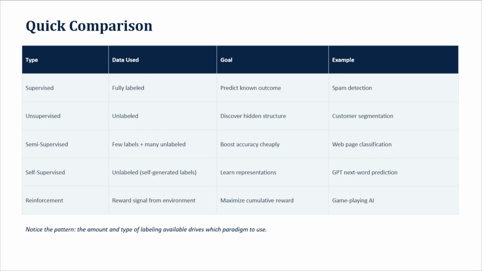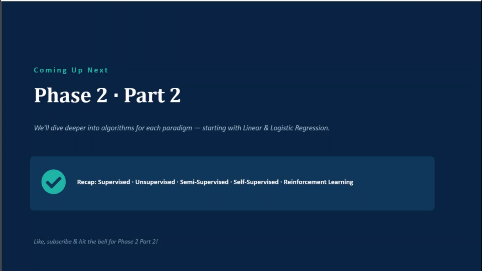If you remember just one thing from today's lesson, remember this. The biggest difference between these learning methods is the type and amount of information available to teach the model. Once you understand that, the rest becomes much easier. Congratulations! You now understand the 5 major ways machines learn from data. This knowledge is the foundation of almost every machine learning algorithm you'll study in the future.